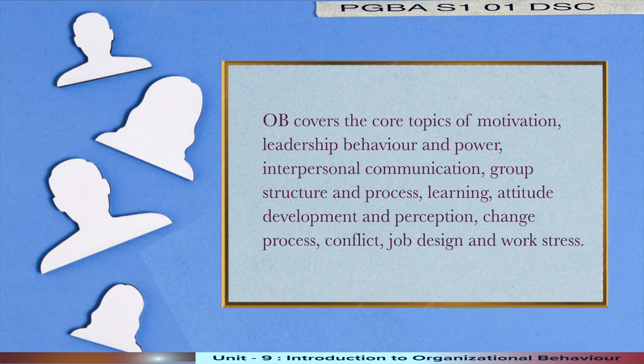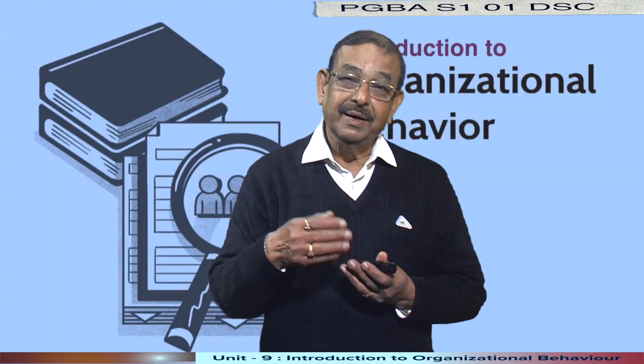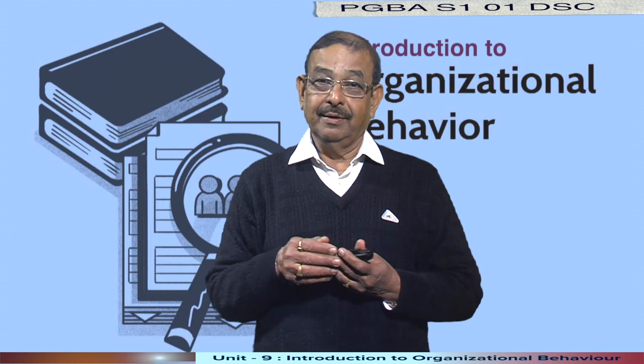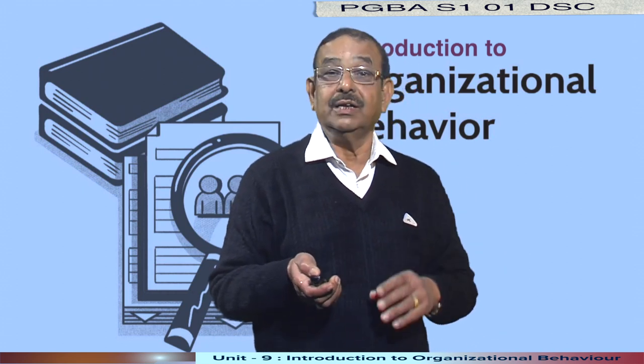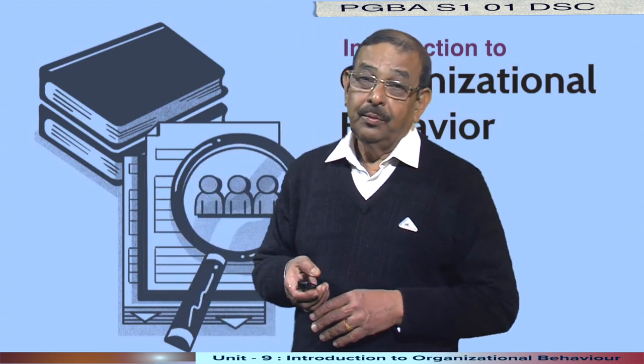This OB covers the core topics of motivation, why people work, leadership behavior, how leadership takes place in an organization, what is the power structure, power play, interpersonal communication, group structure, team behavior, the process of learning, and how fast they unlearn, how fast they learn, how fast they relearn, right? Attitude, motivation, perception, change, conflict, job design, stress, time management, all these aspects. Because it is basically concerned with why people behave as they do, how people behave as they do, and how we can have better behavior, higher motivation, so that goals can be accomplished. That's why OB as a body of knowledge covers all these aspects. To that extent, we should know about the functions of management.